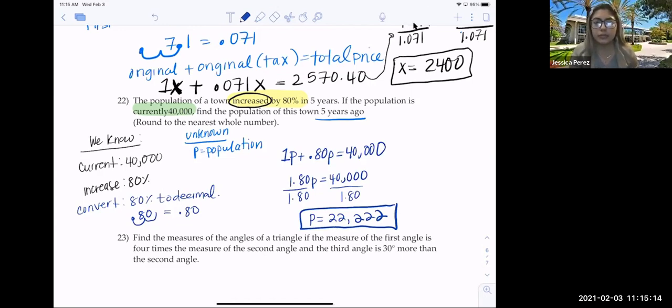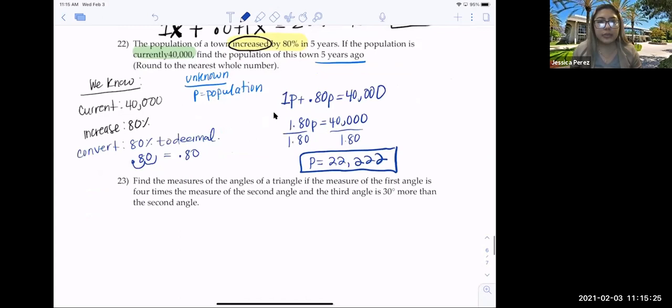Question 22. Questions? No questions at all? You guys are doing fine? Okay. All right, let's look at question 23.